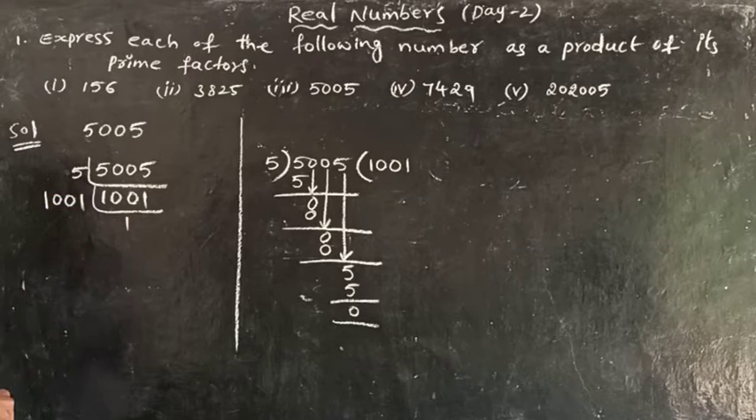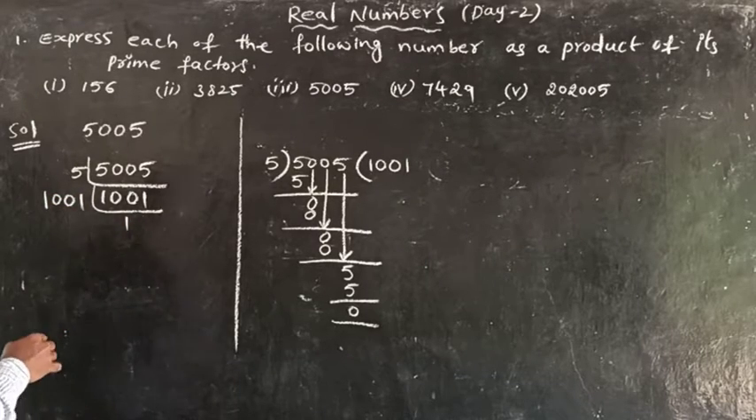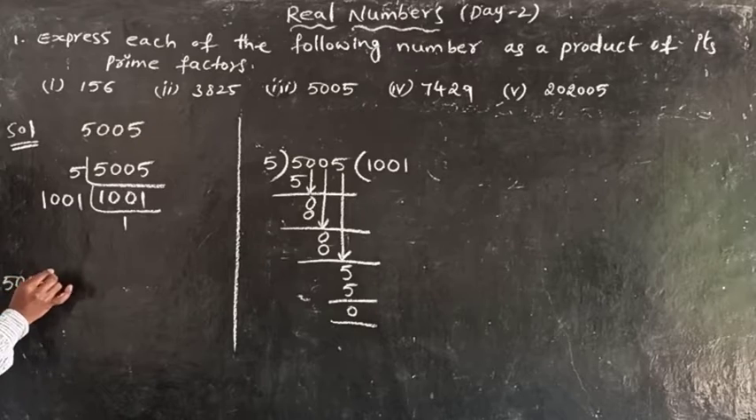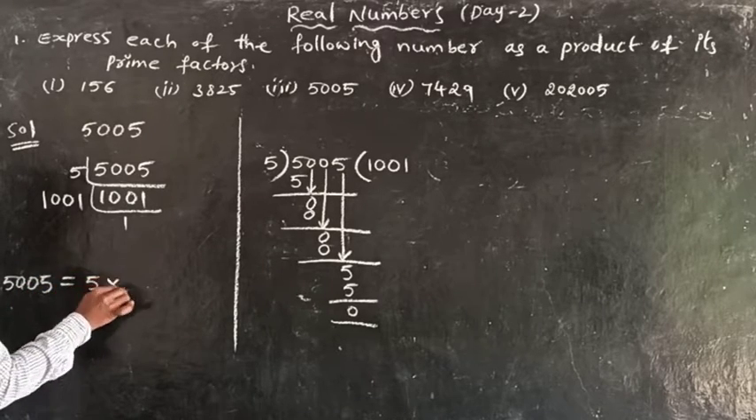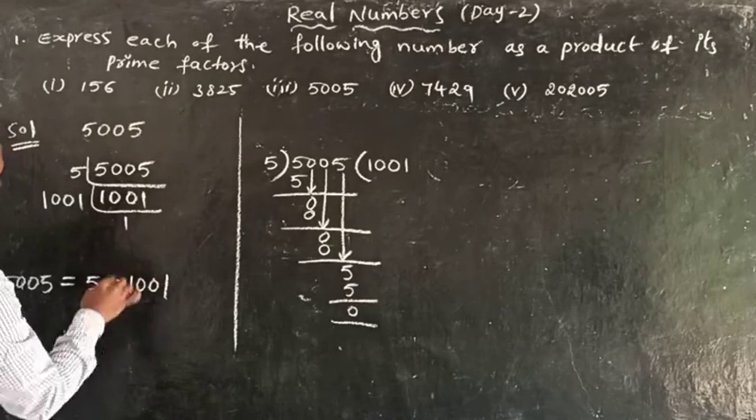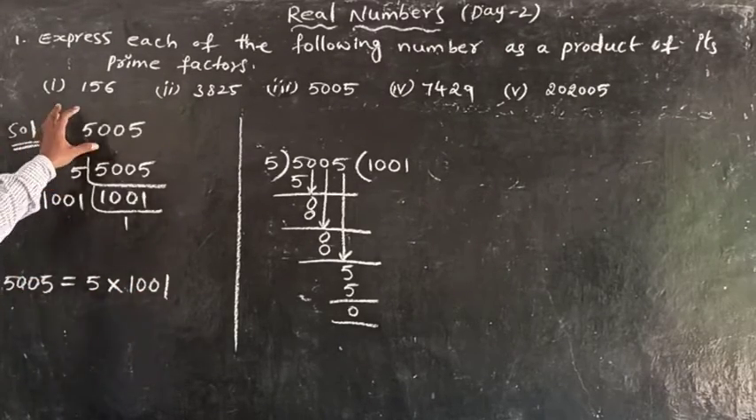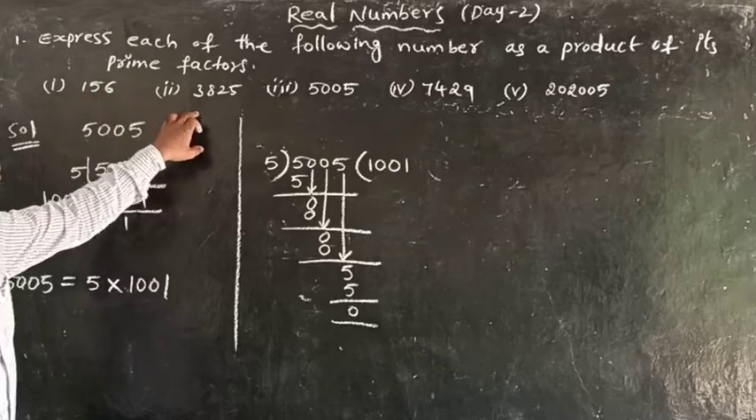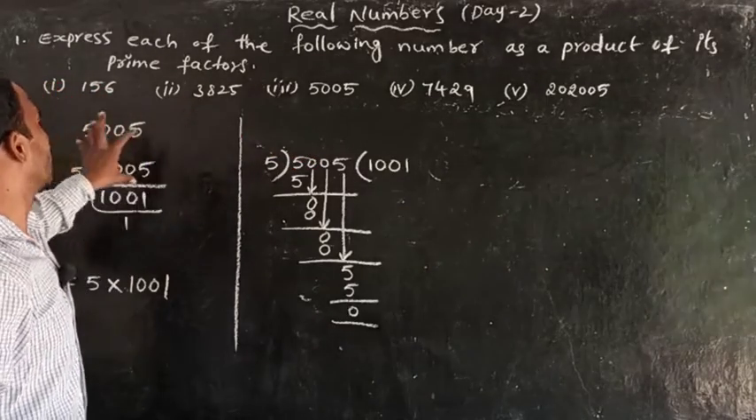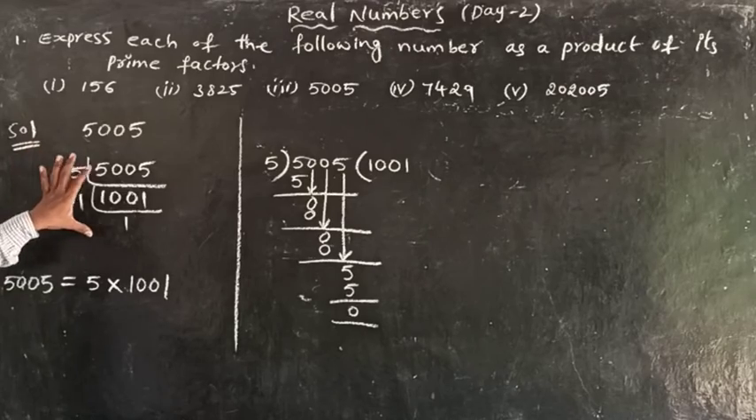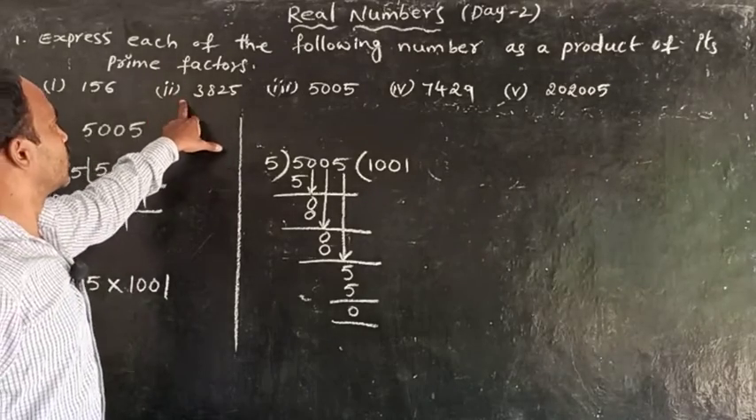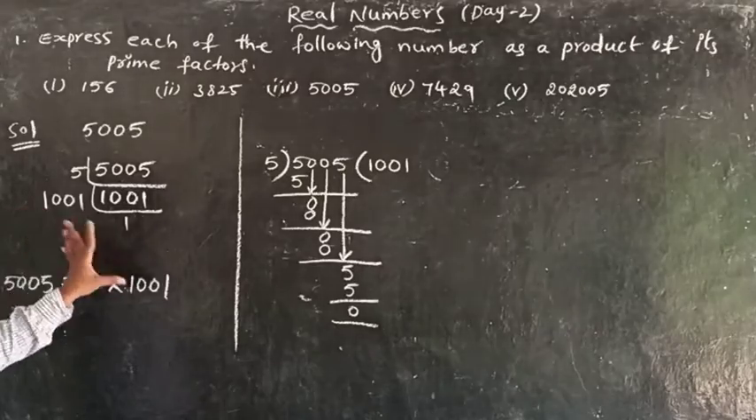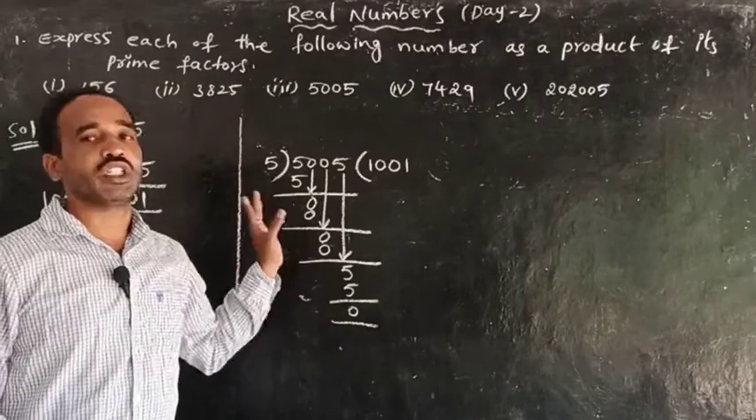1001 1s are 1001. So, the product of prime numbers. Now we write 5005 is equal to 5 into 1001. This is the product of the prime numbers. If any number is given in the question, we will do like this. The remaining questions, second, fourth and fifth, are solved like this. So this is the solution of these given problems.